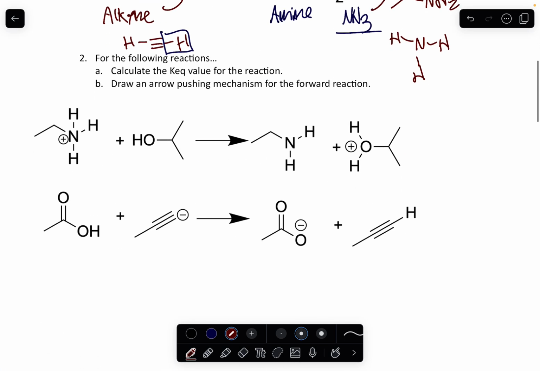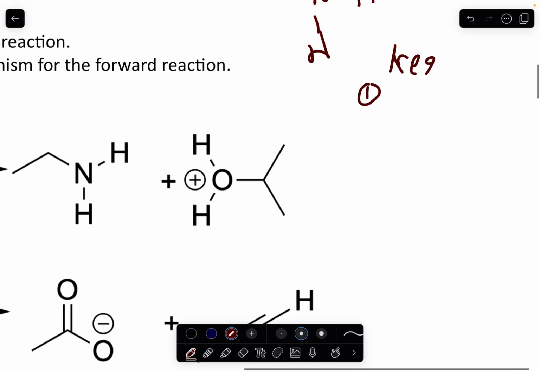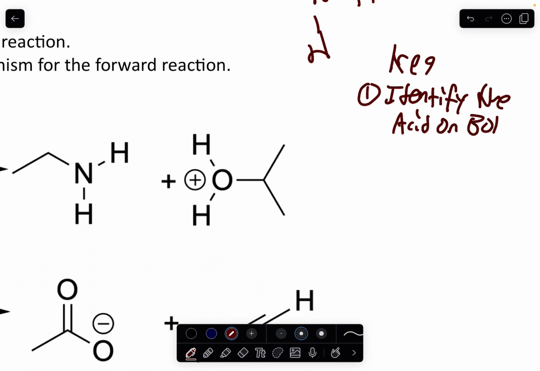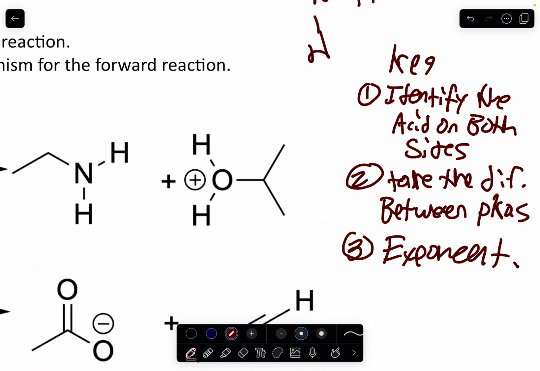All right, number 2. So for these reactions, we have to calculate KEQ. If you remember, we have a process for calculating KEQ. That process involves, number 1, we have to identify the acid on both sides. Then we have to take the difference between the pKa's, and then we have to put that in exponent form based on what we think is going to be favorable.